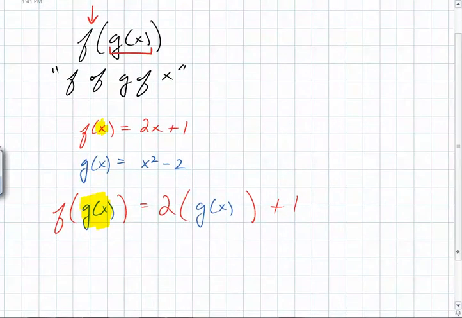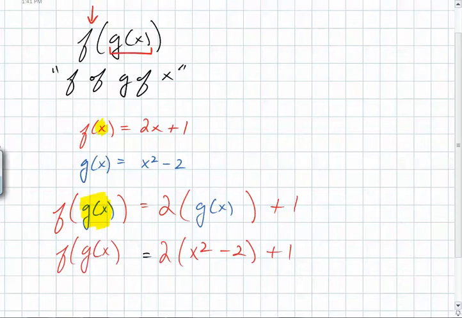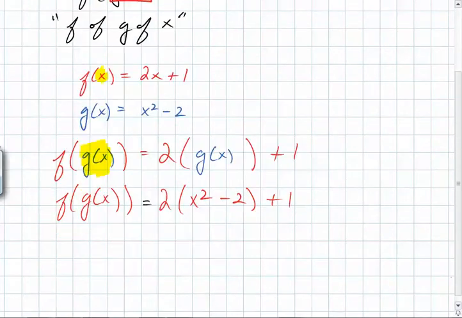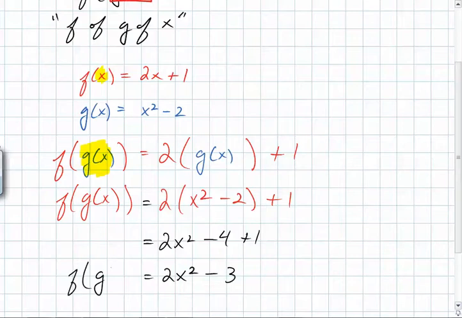Now what does g of x equal? It equals x squared minus 2. So you end up with f of g of x is equal to 2 times x squared minus 2 plus 1. You could simplify it a little bit and say that it's equal to 2x squared minus 4 plus 1. So it would be equal to 2x squared minus 3. So your final answer for f of g of x is 2x squared minus 3.